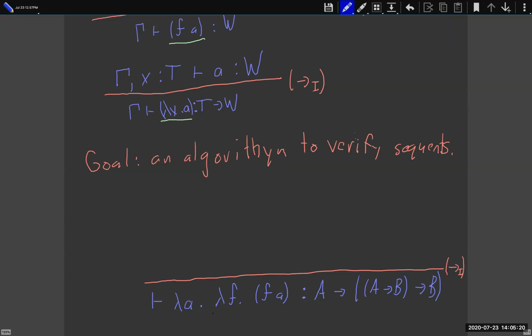F of A. But if we look at this, this is lambda. It's an abstraction of something. I guess I can also bracket it. I haven't necessarily introduced strict bracketing conventions yet.